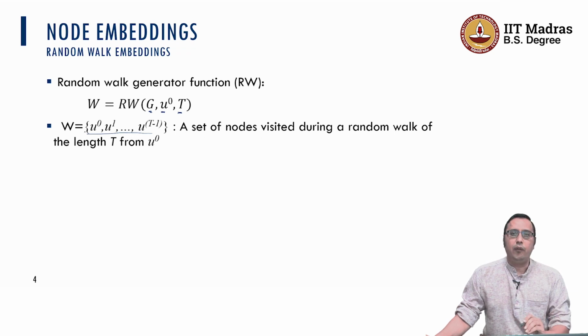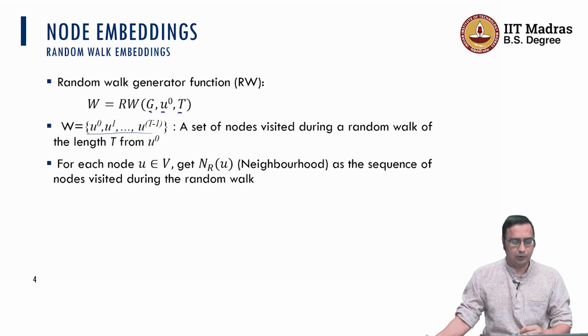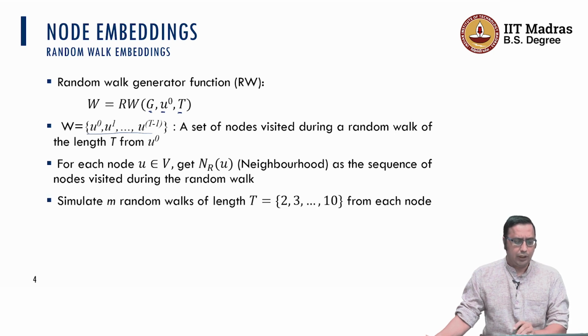Now we have a sequence of nodes from a random walk which started from u0. What I can do is start for each node in V and get a sequence of nodes visited during the random walk. So I can keep repeating for different nodes in V for a length of t and generate new random walks one after another. So I can simulate m random walks of length t.